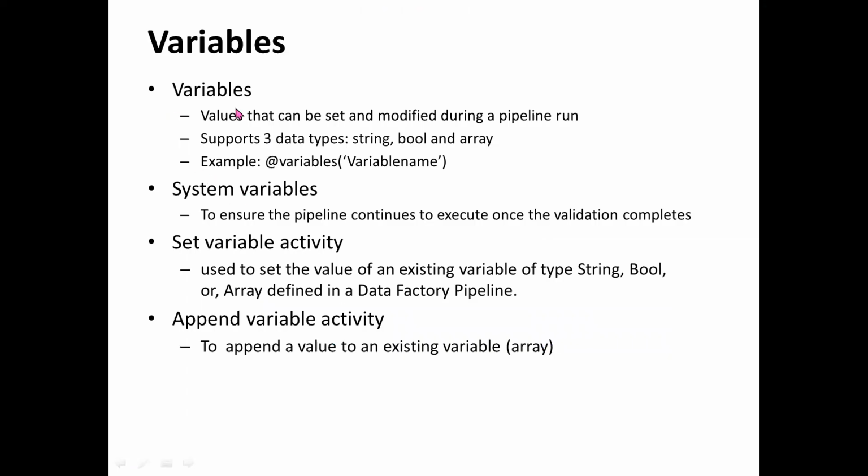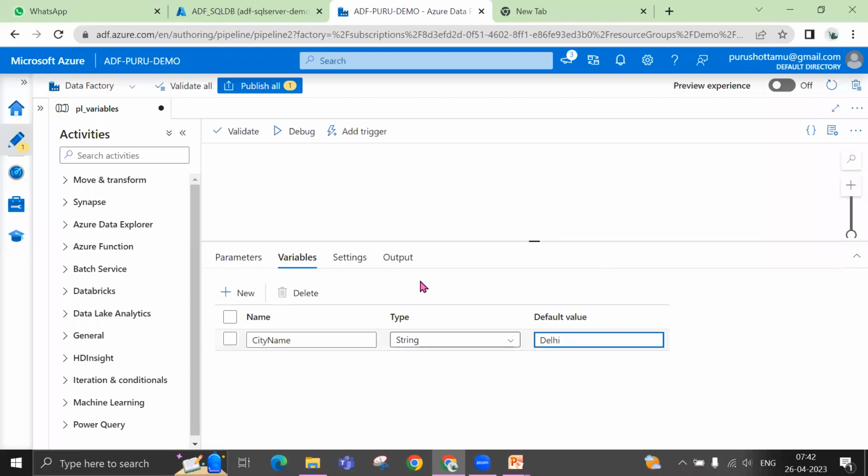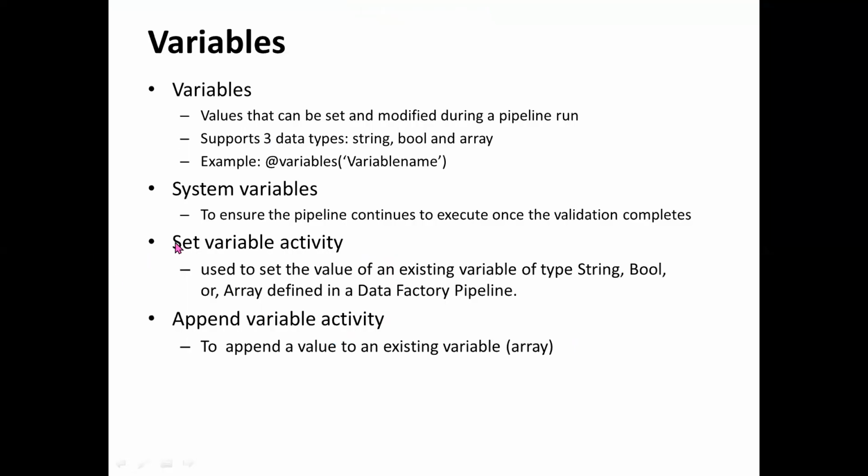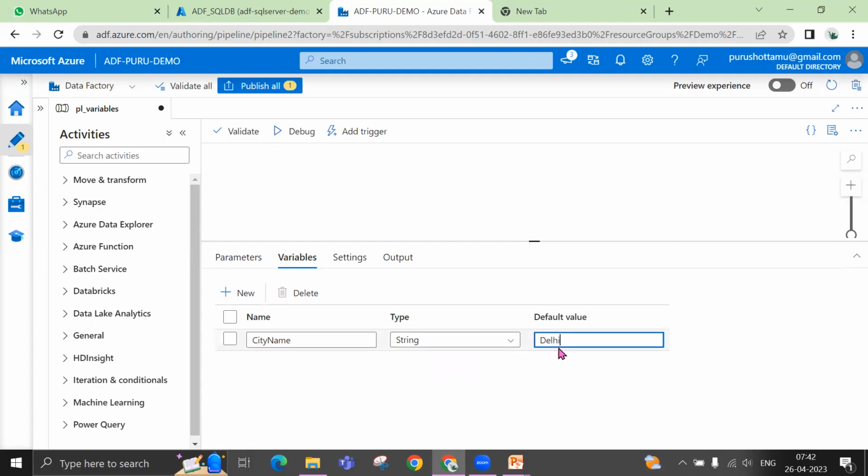Now, the purpose of a variable is it can be set and modified during the pipeline, right? So how can I set and modify during the pipeline? Suppose I wanted to change this default value to Mumbai or Bangalore or any other city during my pipeline run. So how do I modify this value? That's where you have an option called set variable. Okay, using set variable, you can modify and set another value to the city name.